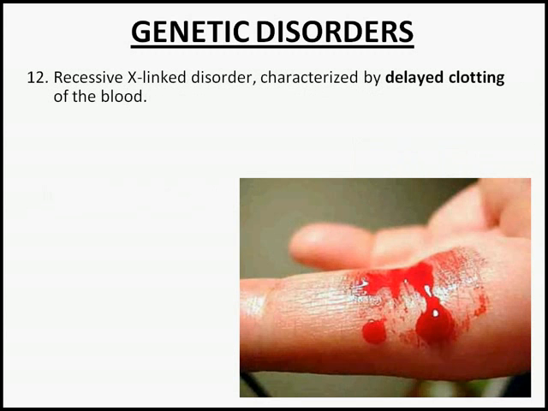Number 12, sorry if you're a woozy blood person, I hope you're not losing your lunch right now. This is a recessive X-linked disorder characterized by delayed clotting of the blood, and you've probably heard of this one before: hemophilia. Something to recognize is that it doesn't just affect cuts and scrapes, but also bruises and even joints. Sometimes joints can bleed and cause a lot of really nasty swelling.